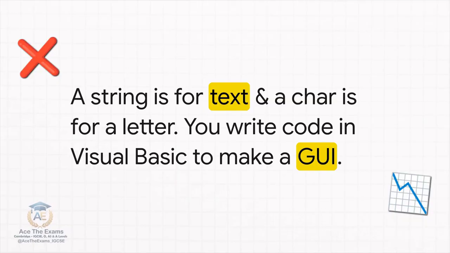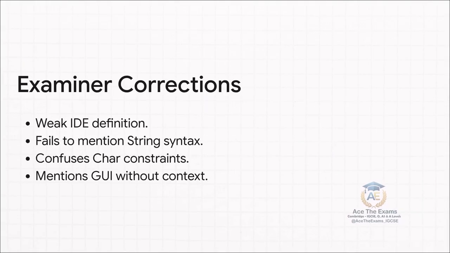Check out this painfully common, really weak student answer. A string is for text and a char is for a letter. You write code in Visual Basic to make a GUI. Ouch. Let's treat this explainer like a live red pen marking session. Why does this answer fail so miserably? Let's diagnose the damage here.